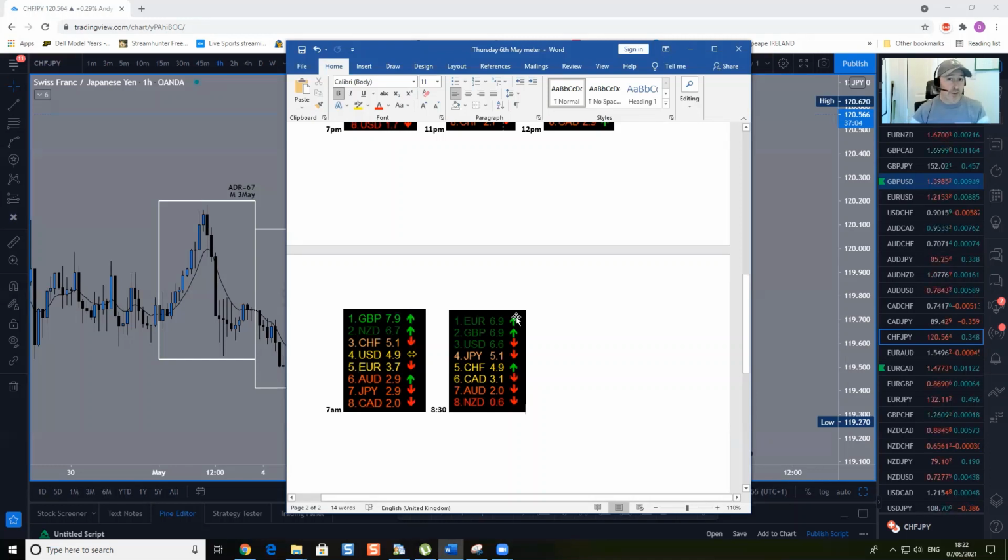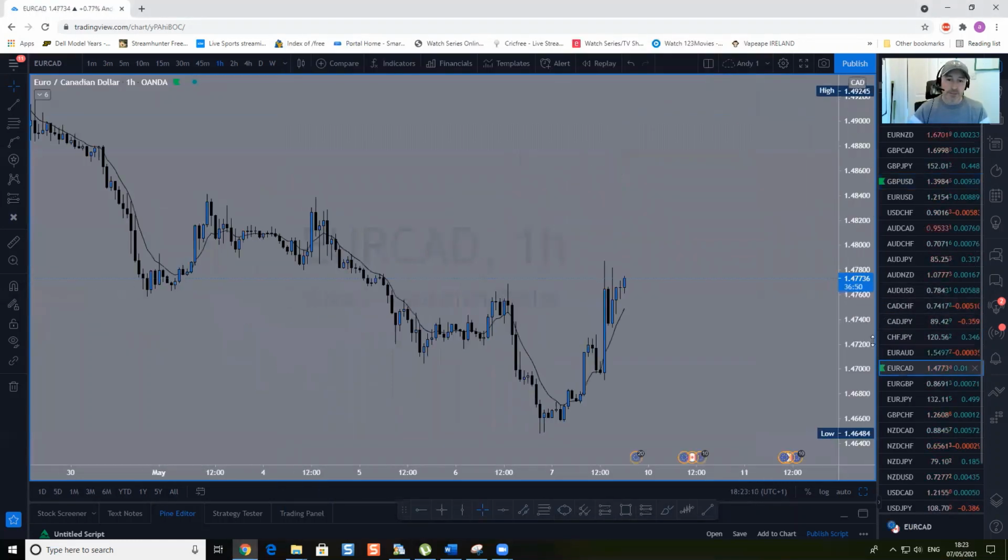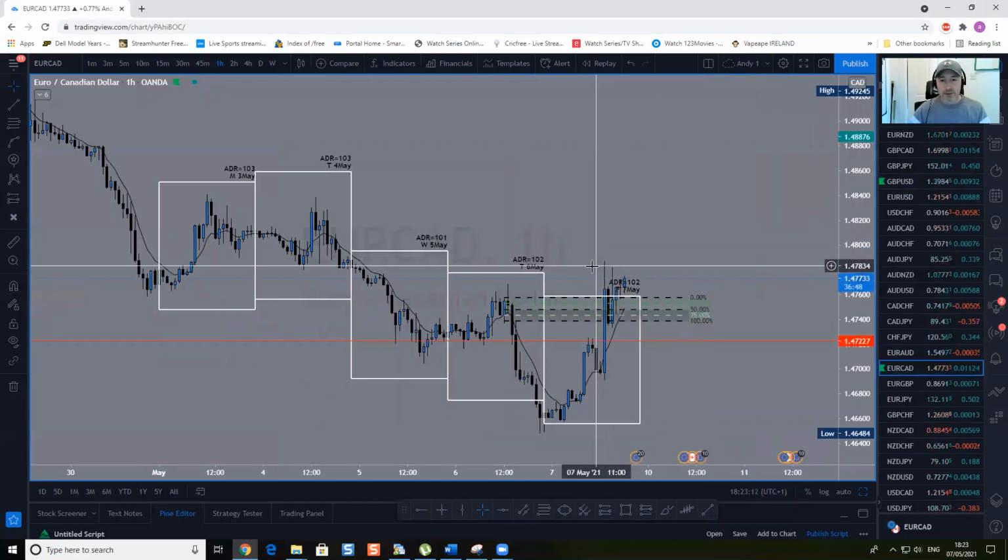That should tell you that if you're in the trade, you're still in the right trade. And now that you're in the right trade, the CAD, okay, it moved up 1.1 to 3.1, but you're still on a good side of the trade. Let's see what that looks like in the chart. So if you go to EuroCAD, hopefully you can see this.